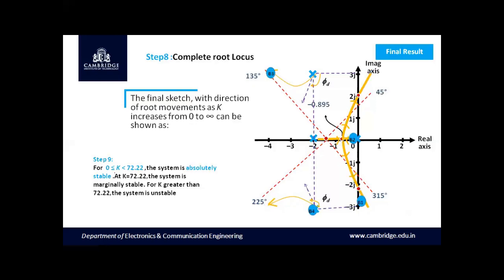Step number 9 gives you the range of k. When k ranges between 0 and 72.22, the system is absolutely stable. And exactly when k is equal to 72.22, that is k margin, we are able to find a root which is intersecting on the imaginary axis, which makes the system marginally stable. And when k exceeds 72.22, we can see the poles moving into the right half of the s-plane. Therefore, the system becomes unstable. This is how we have to write for step number 9, speaking about the stability.